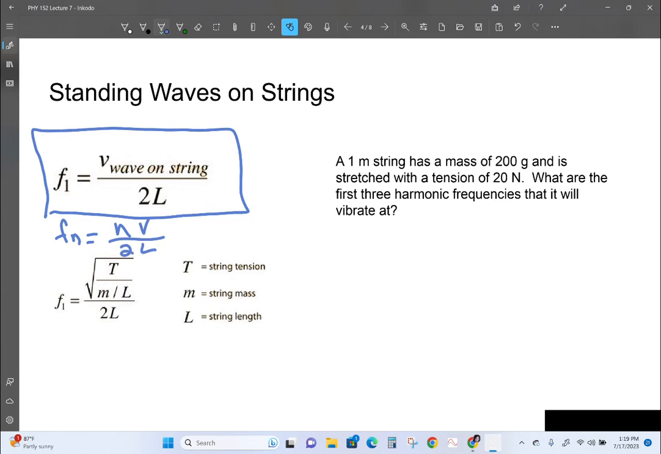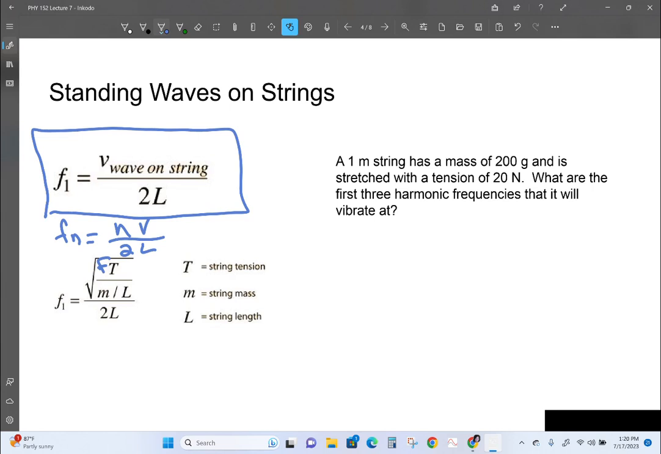So if I want to know the fifth harmonic, it would be 5 times 331 divided by 2 times whatever the length of the string is that you're using. So let's do an example. First of all, I will remind you that for a wave on a string, the velocity is equal to the square root of the tension force divided by mu, or mass per unit length. If I plug that velocity into the frequency formula, it would look like this.